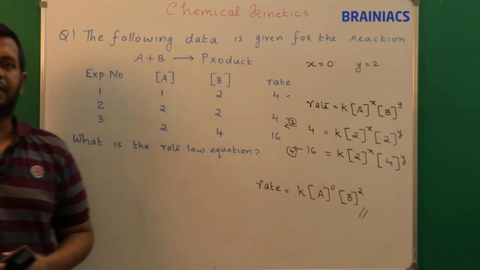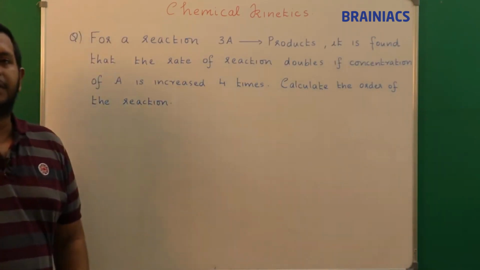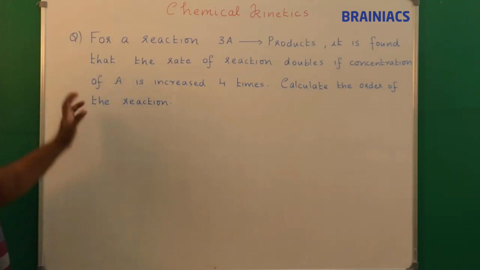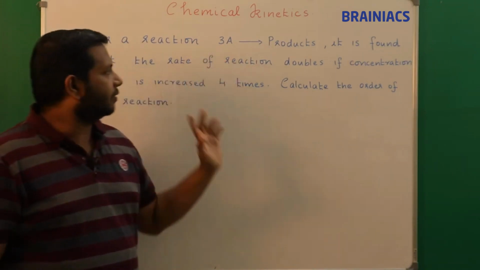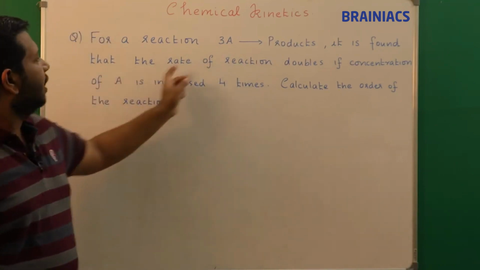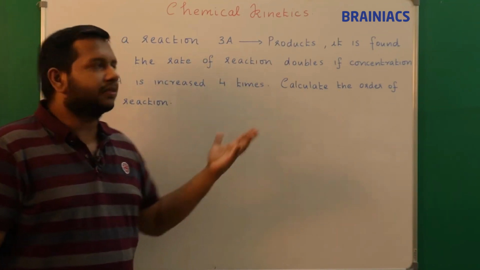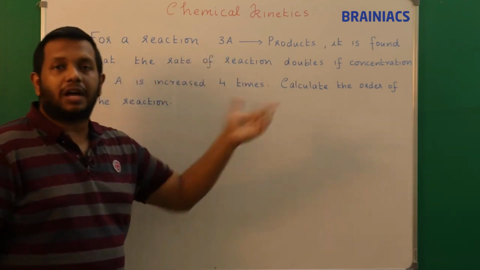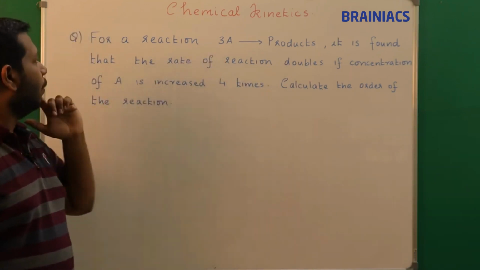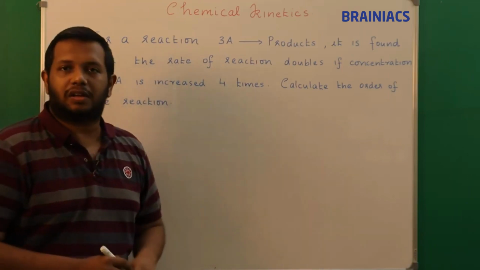Okay, thank you. Okay, let's start doing the next question. Please go through the question. For a reaction 3A giving you products, it is found that the rate of the reaction doubles if the concentration of A is increased 4 times. Calculate the order of the reaction. This is what they are asking you.